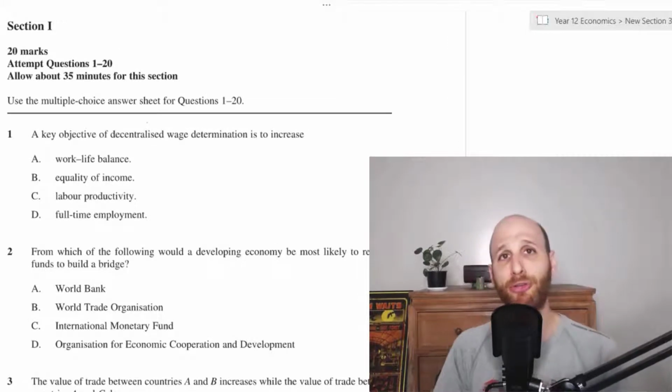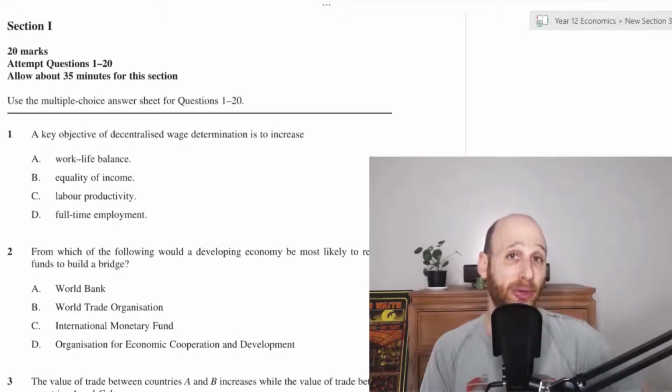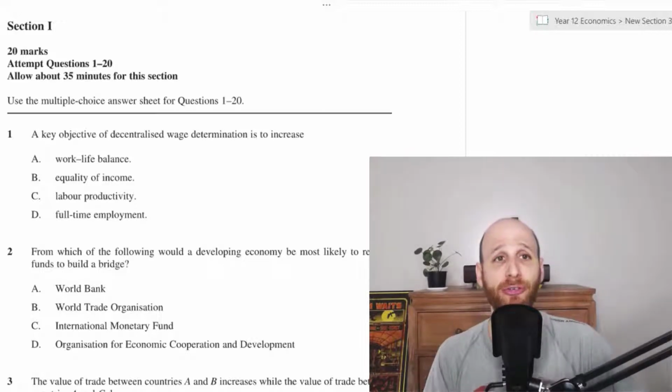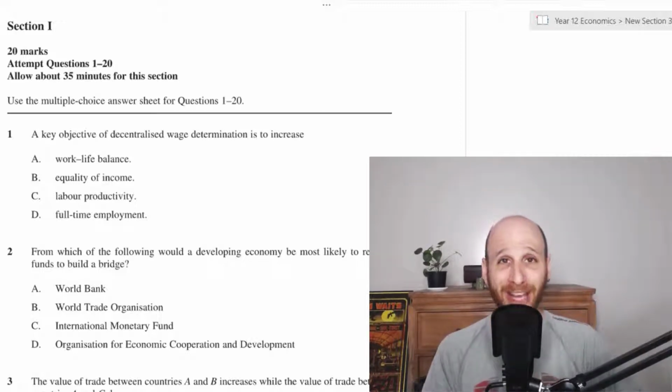So what I'm going to do as I go through all of these answers is show you how I would approach them in an exam situation. So what I would underline, what I would highlight, what I would try and work out on the side to make my life a little bit easier. Here we go. All right, the first question.